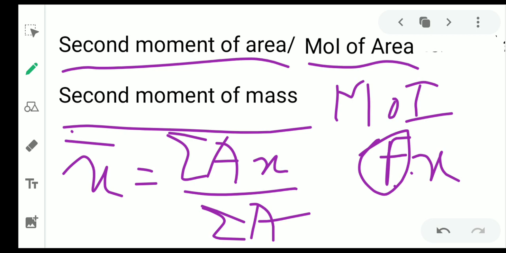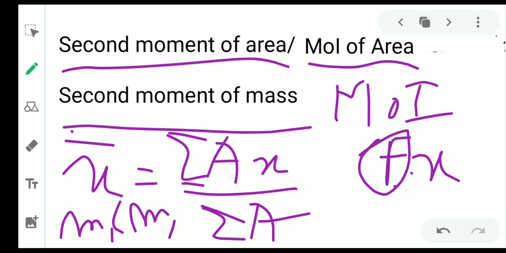So the unit of centroid is what? Meter or centimeter or millimeter. Already I told you, I will give the introduction of the centroid in the description part. You can go through those videos if you have not seen them. So x bar, how does its unit become meter, centimeter or millimeter?